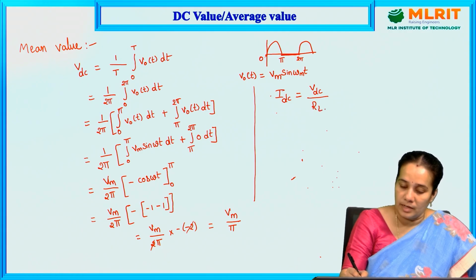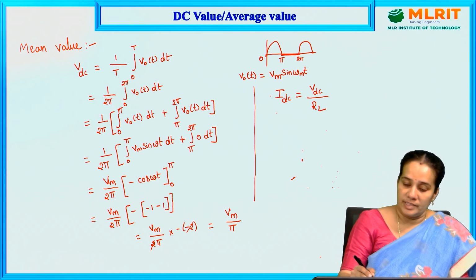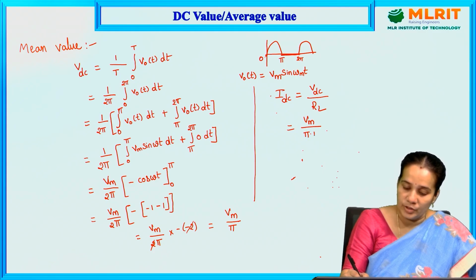VDC by IR. So, IDC, current, is equal to VDC by RL. What is the VDC value here? We already calculated the VDC value. What is the VDC value? Vm by pi into RL. So, Vm by RL.